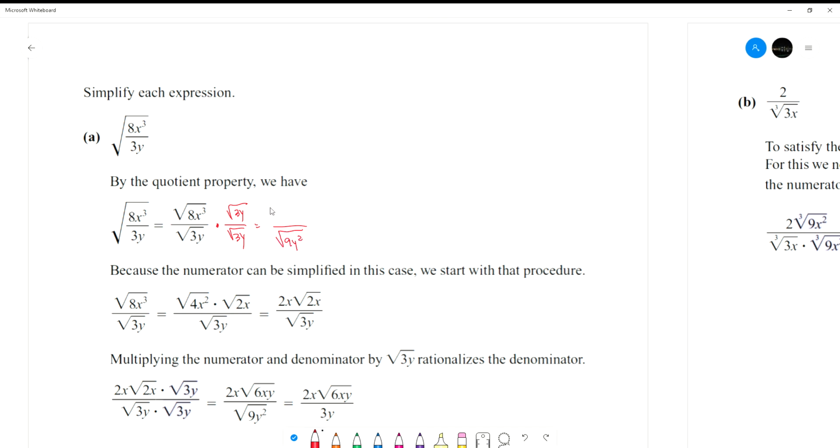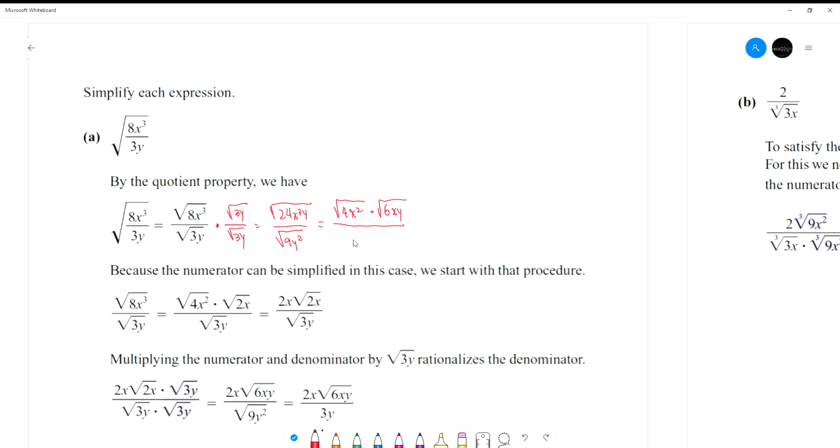The numerator, you end up with 24x cubed y. Now this is the part you have to really be careful so you don't make little mistakes here. The 24, the largest square root here is actually what? It's 4, right? So this is the square root of 4x squared times what? 6. 4 times 6 is 24, right? And you get 6xy over square root of 9y squared.